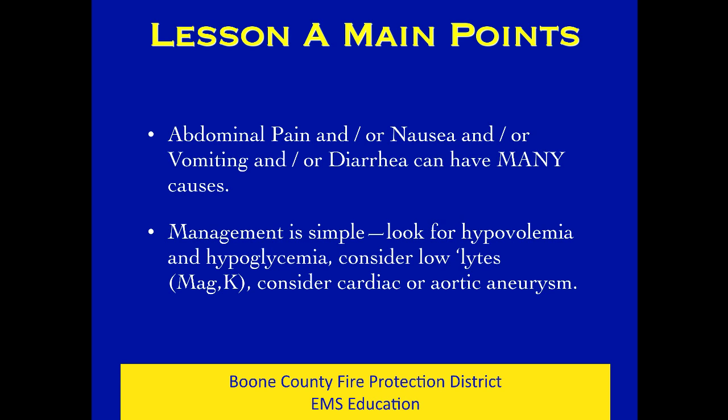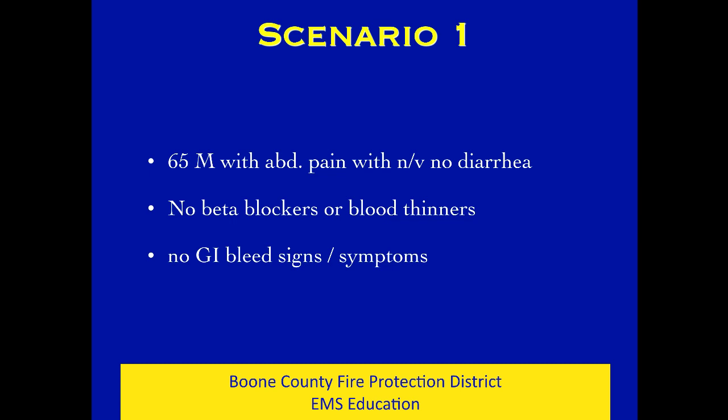Management's simple. See if they're low on volume, see if they're low on sugar, see if they're low on lytes. Wouldn't be bad to have a 12 lead on a lot of these folks at an appropriate time. Low mag, low or high K can cause you some cardiac rhythm problems. And then always remember that it could be that aortic aneurysm. Keep that in the back of your mind.